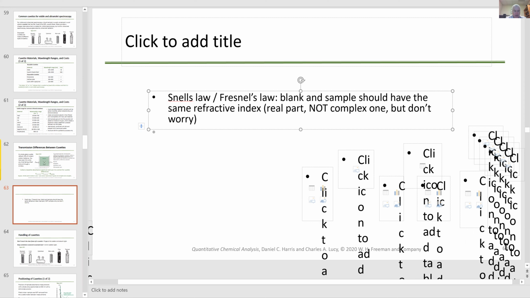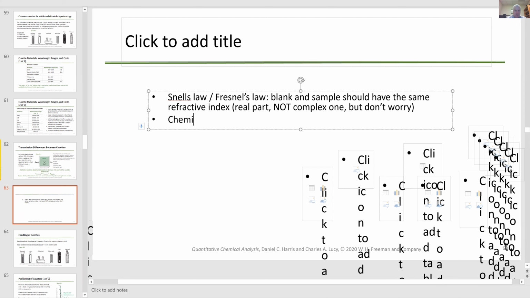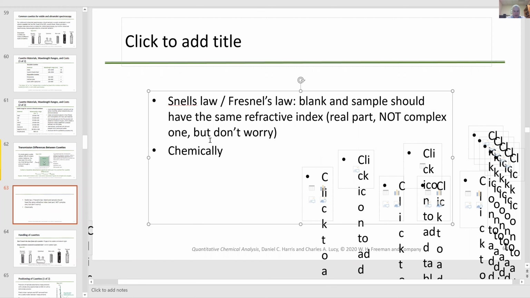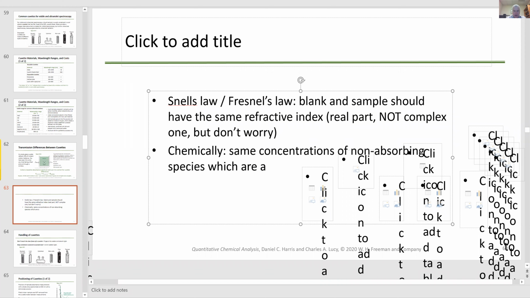Right? And then chemically what this means is that we're talking the same concentrations of non-absorbing species which are at appreciable concentrations. Right, so let's see.